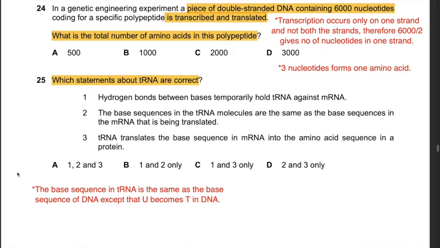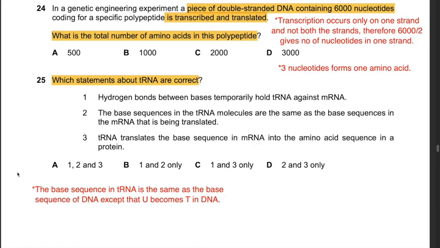Question 24. In a genetic engineering experiment, a piece of double-stranded DNA containing 6,000 nucleotides coding for a specific polypeptide is transcribed and translated. What is the total number of amino acids in this polypeptide? Transcription occurs only on one strand and not on both the strands. And since they are talking about double-stranded DNA containing 6,000 nucleotides, in order to get one strand, we have to divide the total by 2. Therefore, that leaves us with 3,000 nucleotides on one strand.